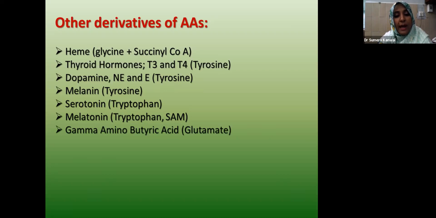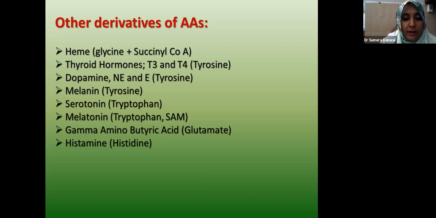Gamma aminobutyric acid is a neurotransmitter that controls the release of other neurotransmitters. It is synthesized from the decarboxylation of glutamate. Histamine is active in allergy and inflammation responses. It is synthesized from histidine. This histamine is synthesized from the decarboxylation of histidine.